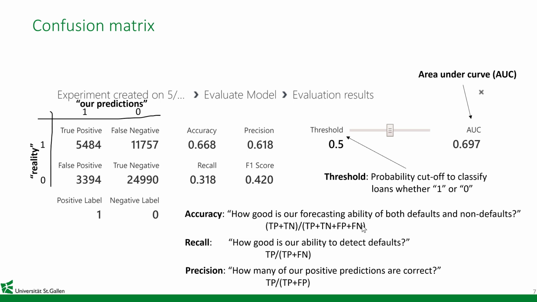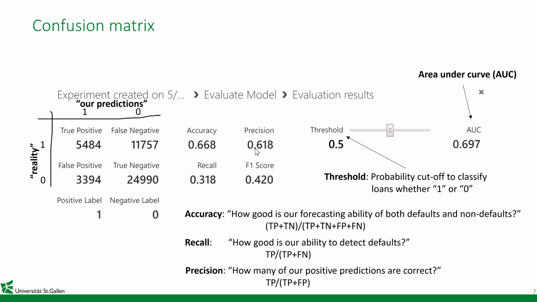So in our case now with the simple logistic model, 2/3 of defaults and non-default predictions were correct. Furthermore, we were able to catch a total of roughly 31%, 32% of all defaults. We were able to do so by having a precision of 62%. This means that out of 10 positive predictions, 6 were actually correct.